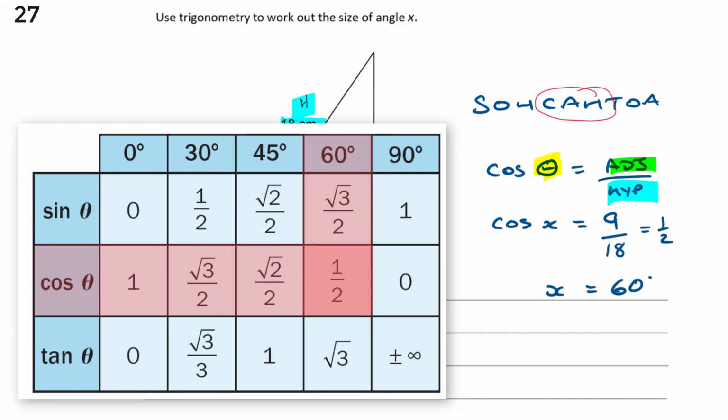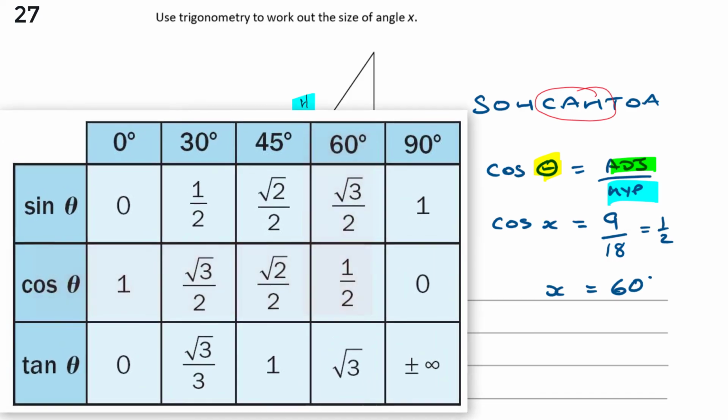Now, the only way of really doing that is knowing these angles, so you've just got to memorize this table. It's not as daunting as it first looks. It's just something you've got to do.